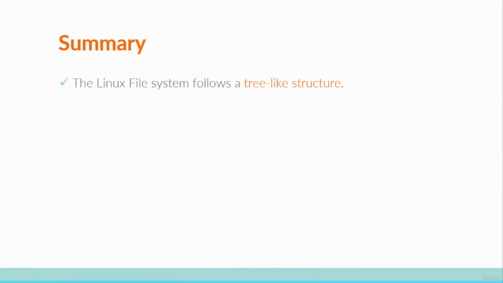Okay, so there you have it. You should now have a much better understanding of the Linux file system and how it's structured. So as a quick recap, we discussed that the Linux file system follows a tree-like structure starting at a base directory, which is represented by the /. Now you learned that everything on the file system can be traced back to that base directory.